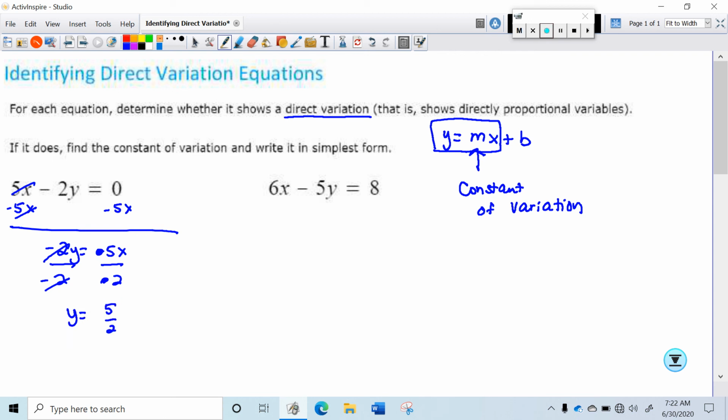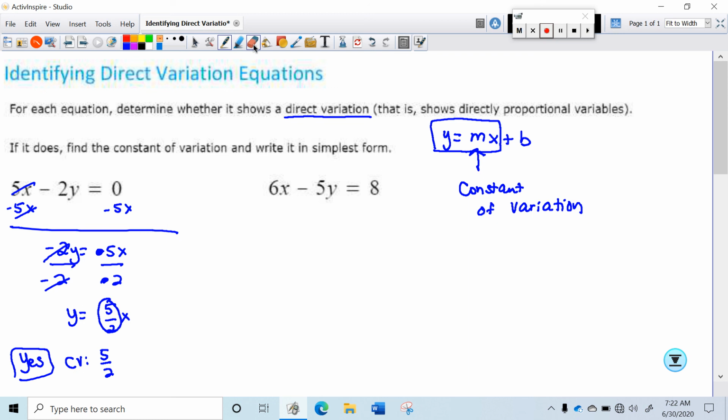I'm going to take the x off of that and put it on the side. So since this does not have a y-intercept, it just has an x and a y and a number in front of x, this is direct variation. And my constant of variation is whatever's in front of x, 5 over 2.